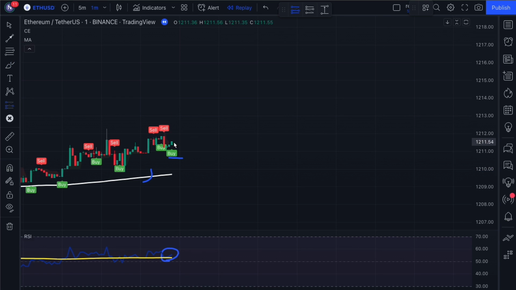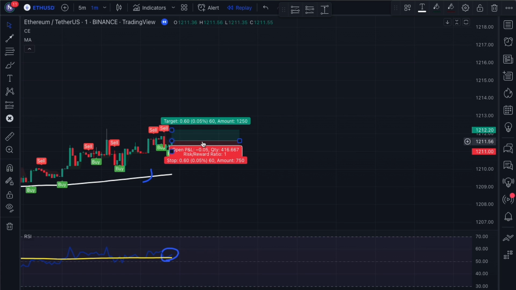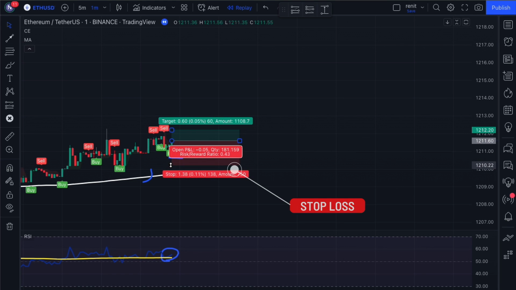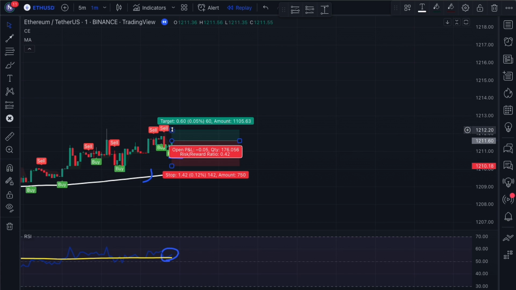Now to enter the trade, place a buy order on the close of our trigger candlestick. Then place the stop loss at the recent swing low. And for our take profit, we're going to be targeting between 2 and 5 times the risk.